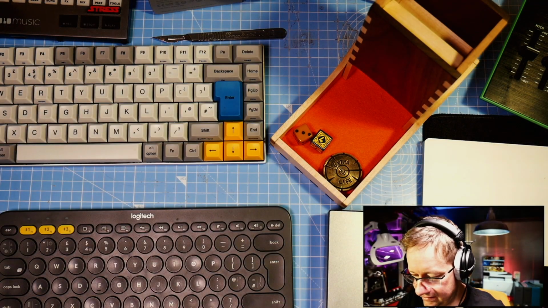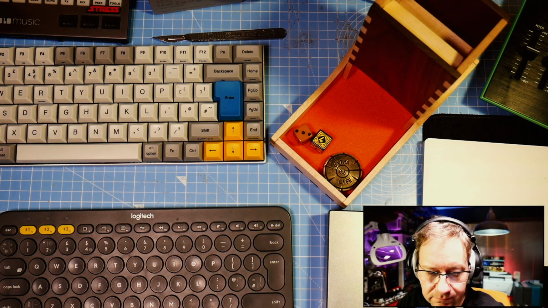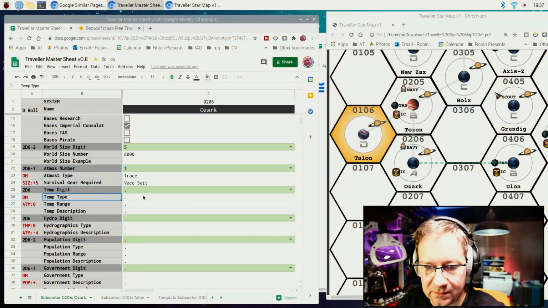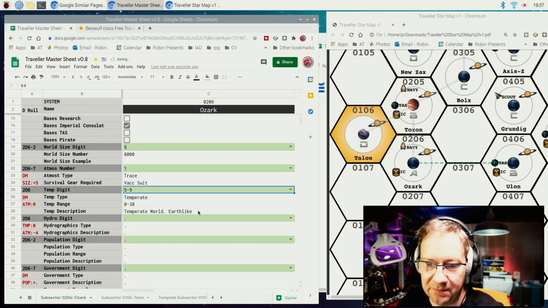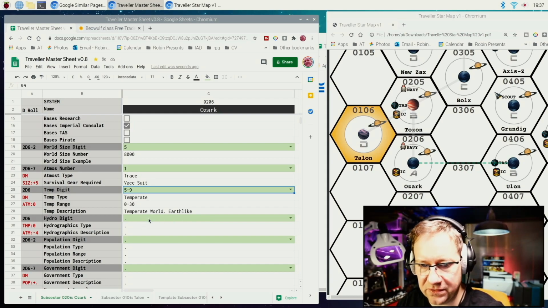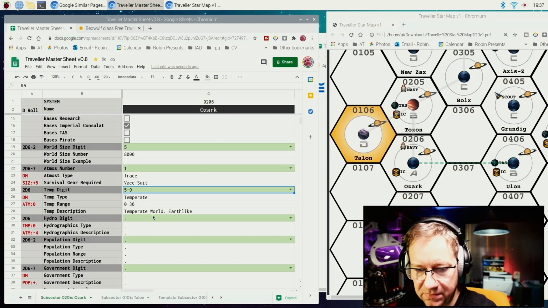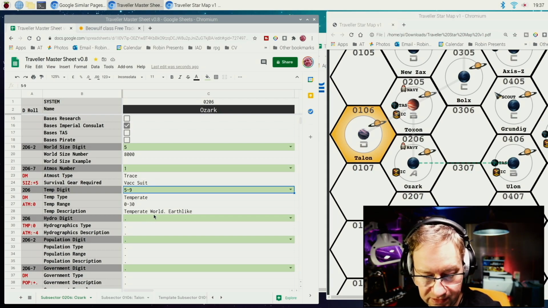So 7. So the temperature digit, there's no modifier for that. So 7 at least feels like it's not going to be burning up outside. So it's temperate despite the lack of atmosphere. And then the hydro digit is a 2d6, but it's a -4 because of that atmosphere.